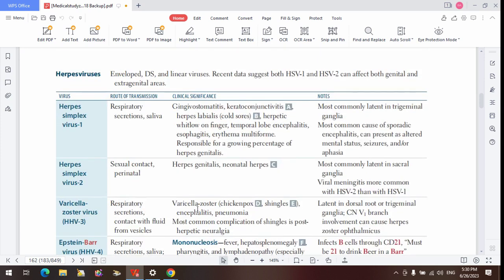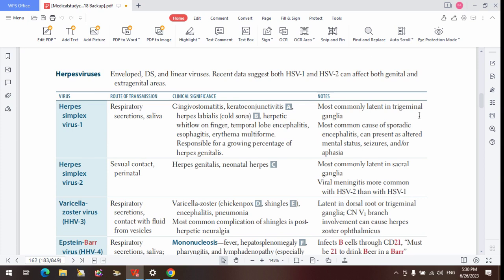Yeah. So what's the site that type 1 prefers? It stays latent within the trigeminal ganglia. Because it's in the head, it affects the mouth. So we expect it to stay in one of the cranial ganglia. It preferentially stays within the trigeminal ganglia. So that's where it becomes latent. When there is some form of immunosuppression, it can come out and cause secondary infection.